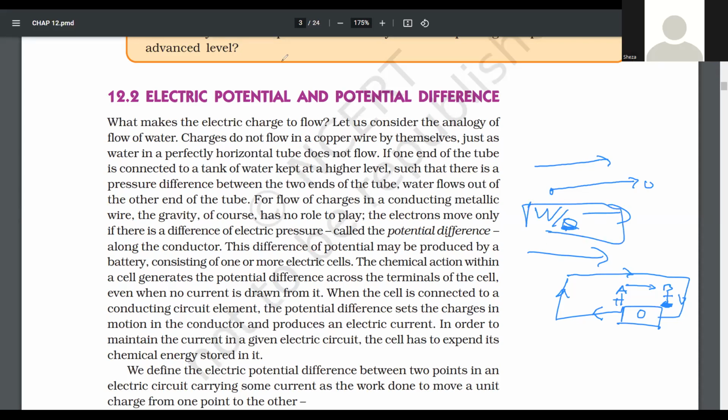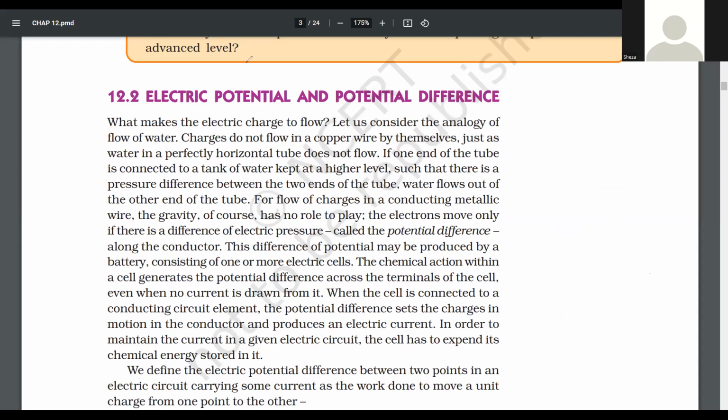We'll see that in the later thing. That's a mathematical expression for potential difference. So again, as it says here, in order to maintain the current in a given electrical circuit, the cell has to expend its chemical energy stored in it. We define electrical potential between 2 points in an electric circuit carrying some current as the work done to move a unit charge from one point to the other.